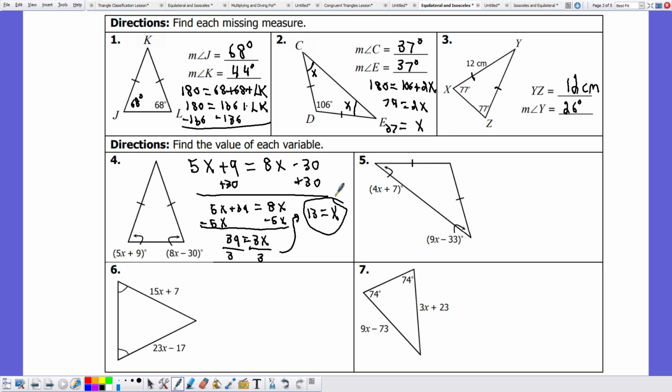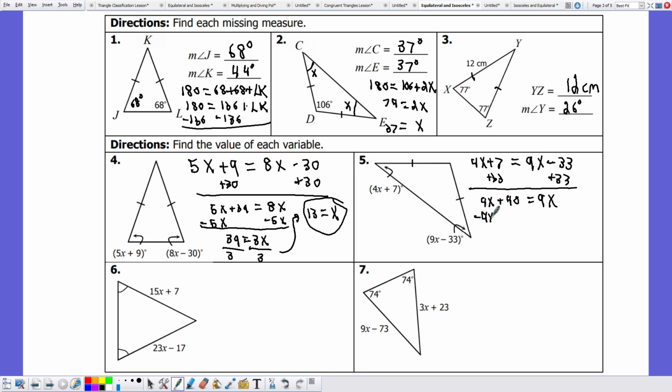Moving on to part 5, again, same setup. 2 equal sides implies 2 equal angles. The base angles are the same, so again, I'm going to set 4x plus 7 equal to the other base angle, 9x minus 33. So, I can add 33 on both sides, to get 4x plus 40 equals 9x.